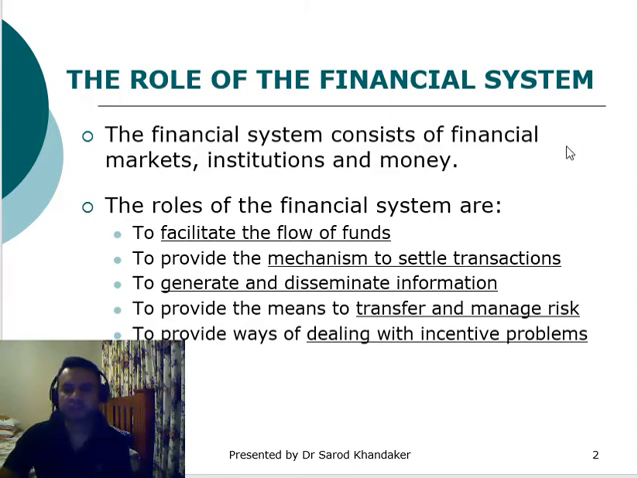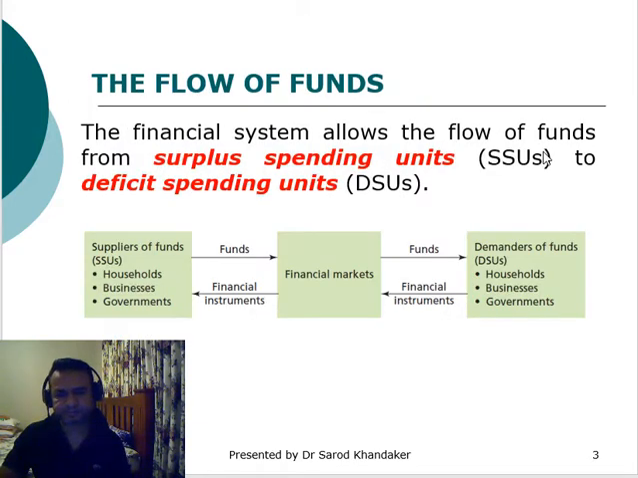The role of the financial system includes facilitating the flow of funds, providing the mechanism to settle transactions, generating and disseminating information, providing the means to transfer and manage risk, and providing ways of dealing with incentive problems. So these are the basic roles.